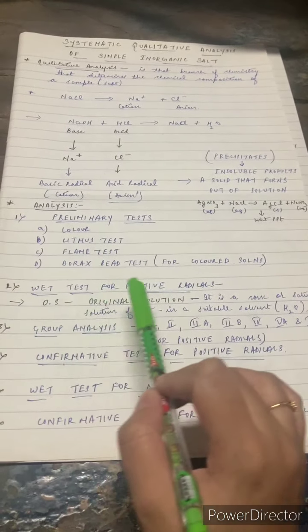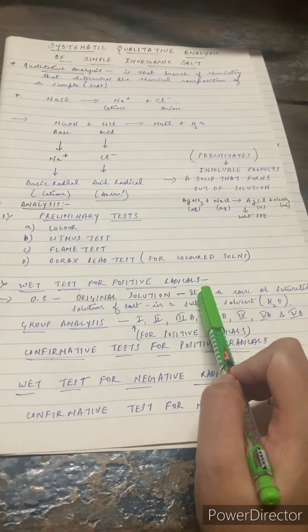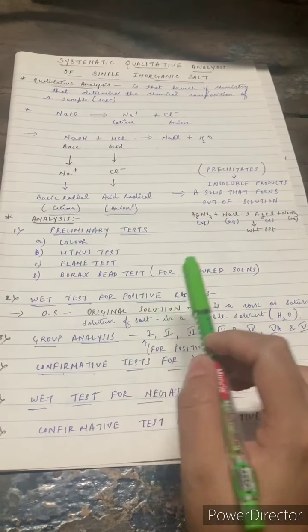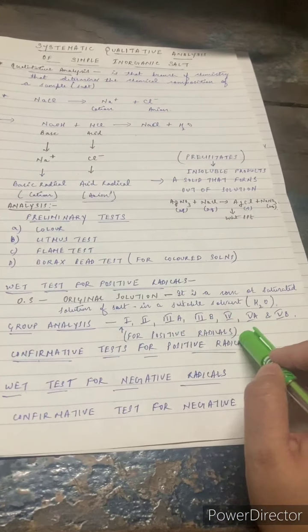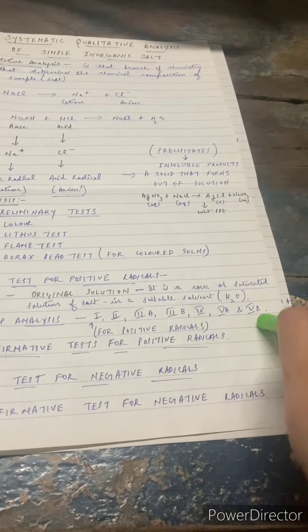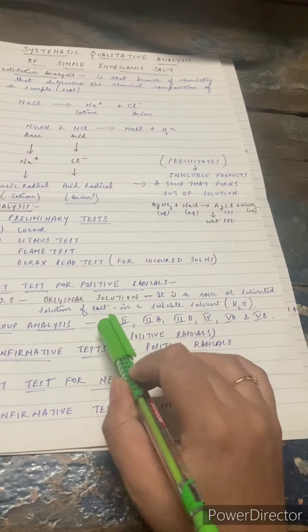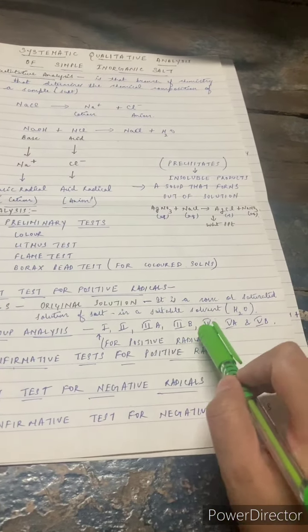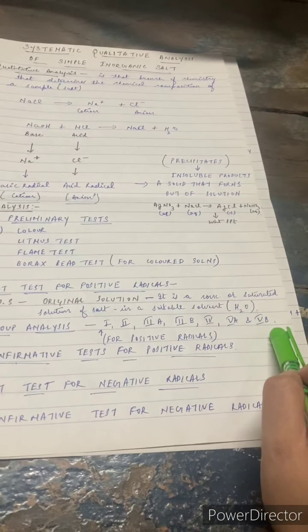Next is the wet test for positive radicals. In positive radicals, these cations are categorized into 7 groups: first, second, third A, third B, fourth, fifth A and fifth B.